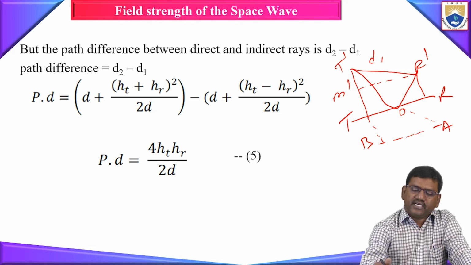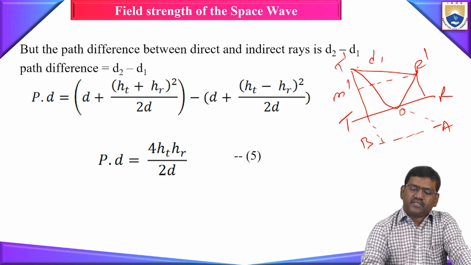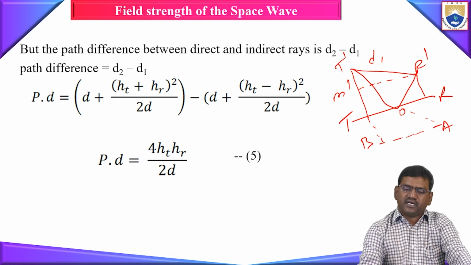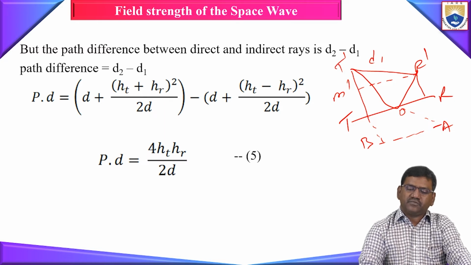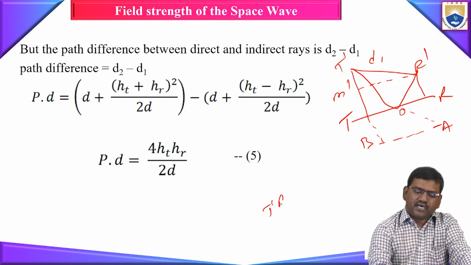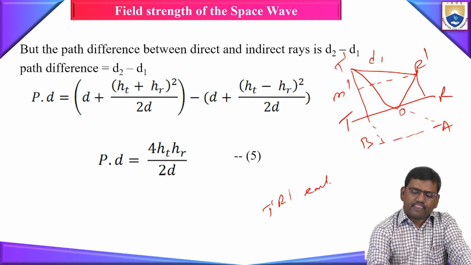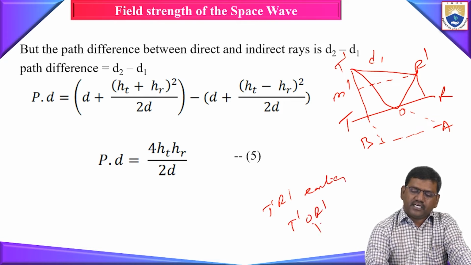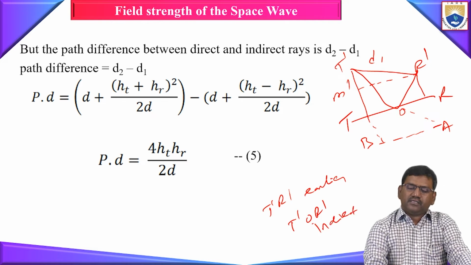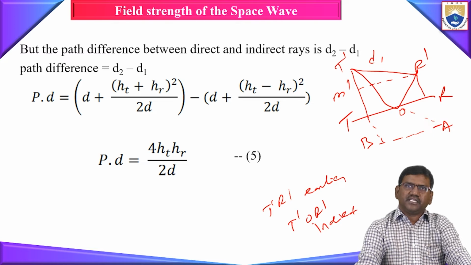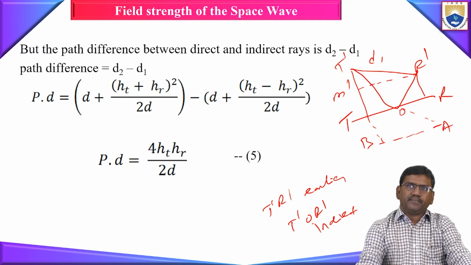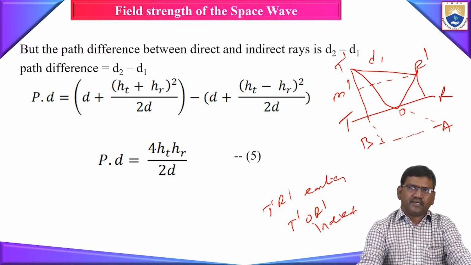So the signal from T dash to R dash, which is the line of sight communication, will reach the receiving antenna earlier when compared to the indirect signal, that is T dash O R dash. So T dash R dash will reach earlier when compared to the indirect path T dash O R dash. As these two waves reach the receiving point at different time intervals, there is a path difference between the direct ray and the indirect path.